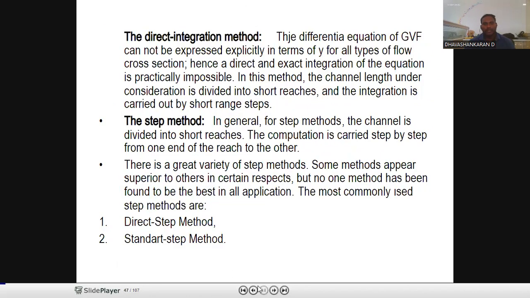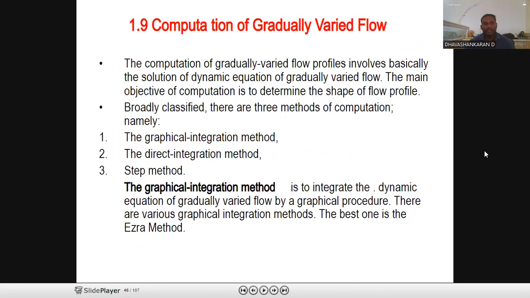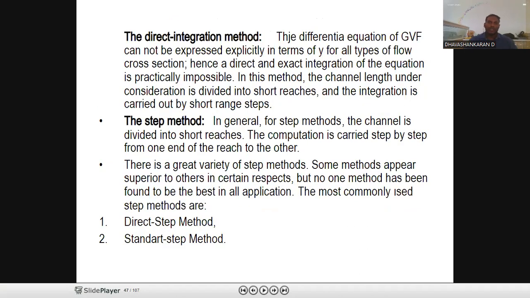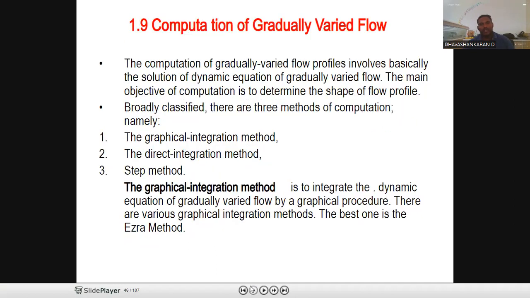Okay. So next, the computation of gradually varied flow will follow by using these methods. The computation of gradually varied flow basically involves the solution of the dynamic equation of gradually varied flow. We see where we can get this equation and how it can be solved in different ways. The main objective of computation is to determine the shape of the flow, that is, what kind of cross section the water will take in the flow.